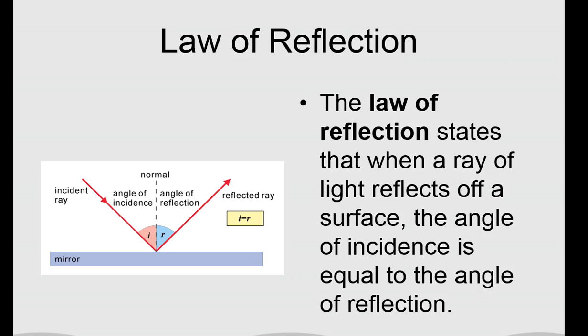So the law of reflection, it's pretty easy. It sounds scary and ominous. Remember, laws are something that we see happen consistently over time. The law of reflection states that when a ray of light reflects off a surface, the angle of incidence, so that's this one right here, is equal to the angle of reflection. So if it hits at a 90-degree angle, it's going to reflect at a 90-degree angle. That's all. Pretty easy. That should make sense.